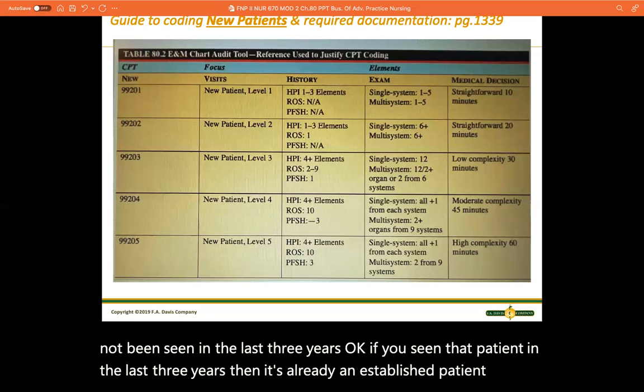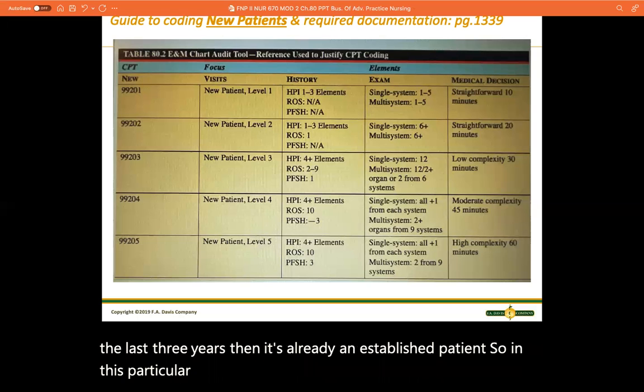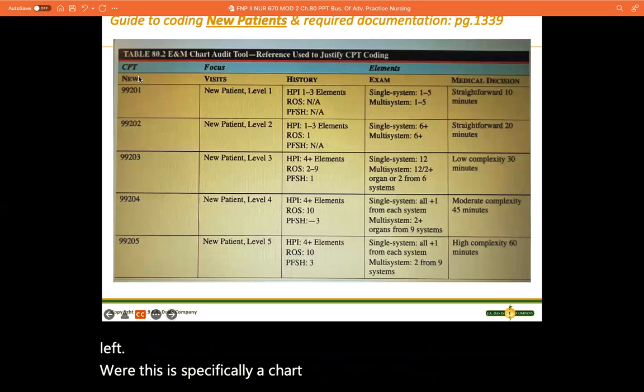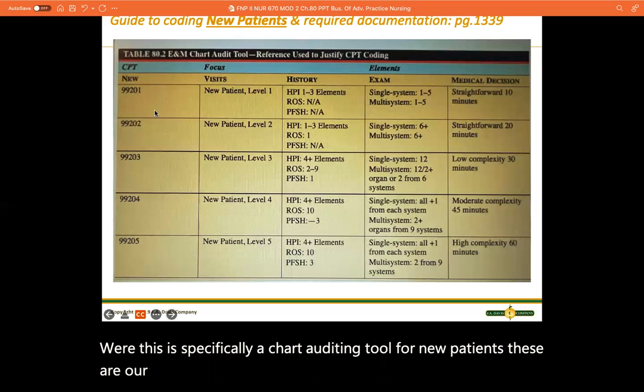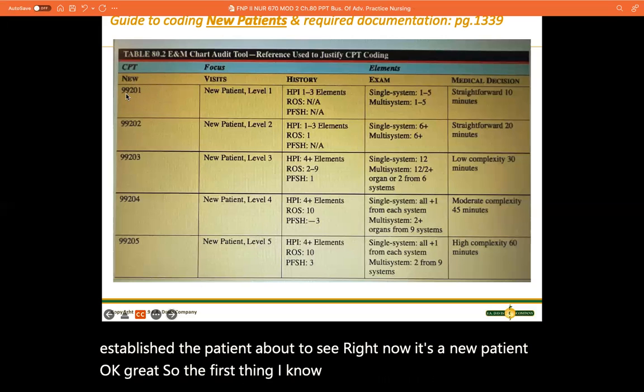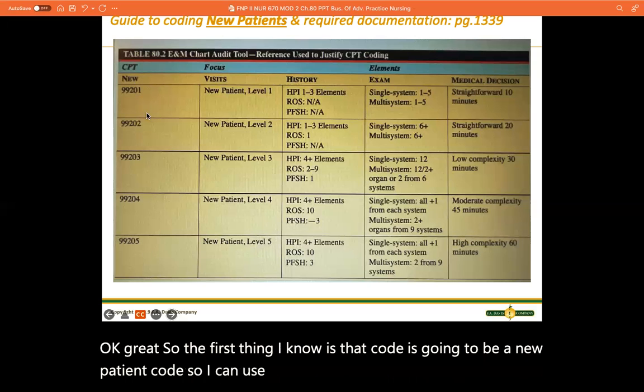So in this particular chart, as you see in the top left, this is specifically a chart auditing tool for new patients. These are our codes. So, okay, first thing I need to establish: the patient I'm about to see right now is a new patient. Great. So the first thing I know is that the code is going to be a new patient code. So I can use any of these codes under this list here: 201, 202, 203, 204.